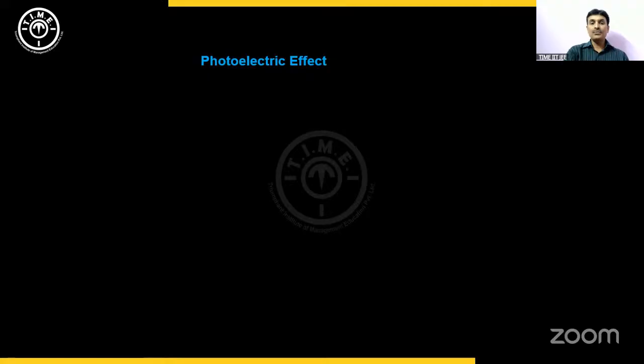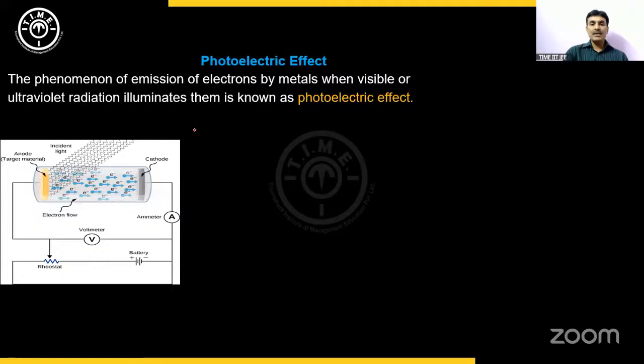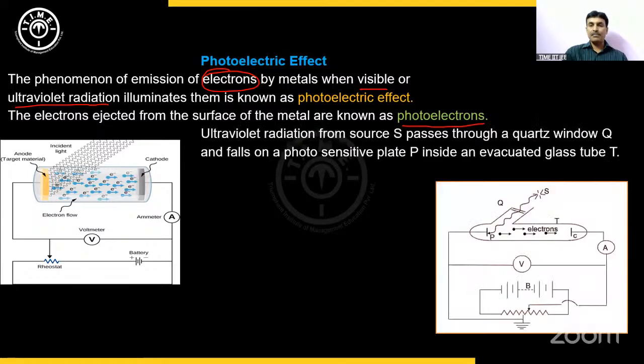Now, coming to the photoelectric effect, it is the phenomenon of emission of electrons when radiation illuminates a surface. This phenomenon is known as the photoelectric effect. The ejected electrons in the photoelectric effect are called photoelectrons. The electrons ejected from the surface of a metal are known as photoelectrons. Now, what is its experimental setup?